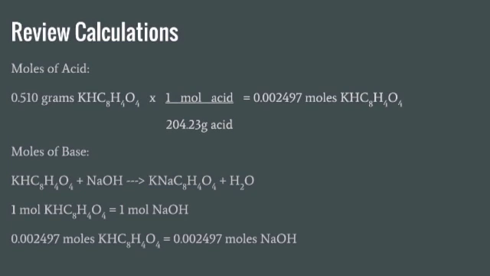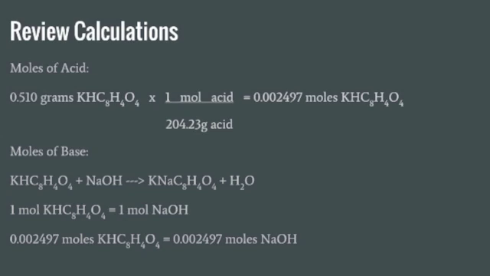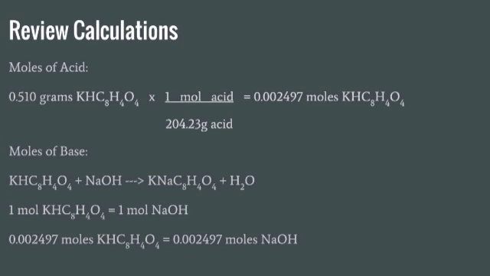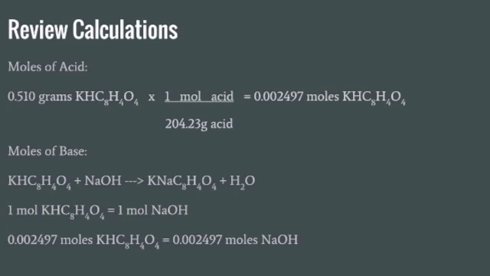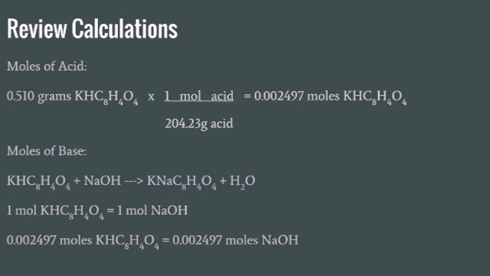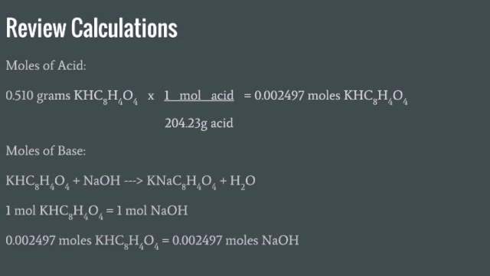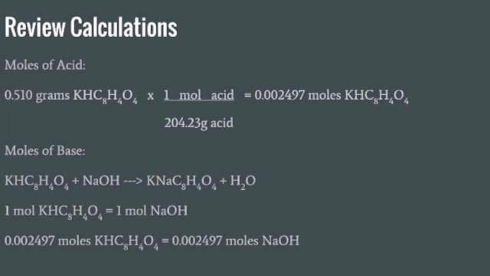And to find the moles of base, we have the balanced chemical equation laid out. We determined there's 1 mole of the acid to 1 mole of the base, as you can see by the coefficients when it's balanced. And so when you convert the moles of acid to the moles of base, you get the same amount, which is 0.00249 moles of the base solution, sodium hydroxide.